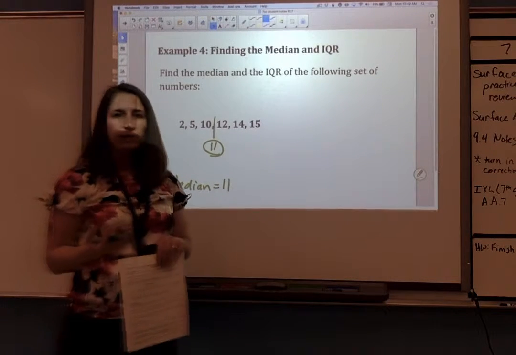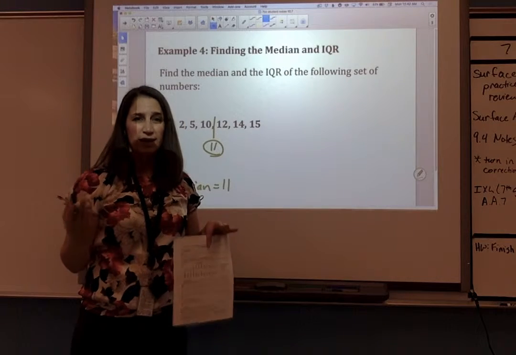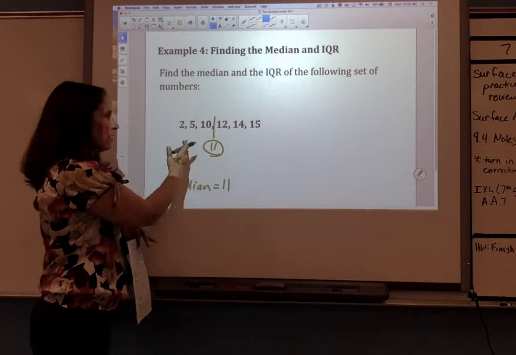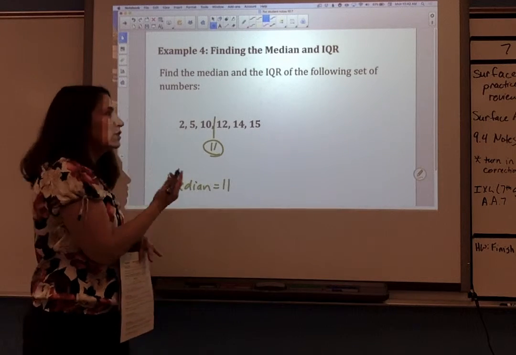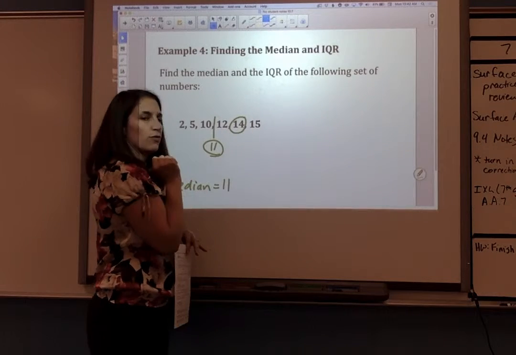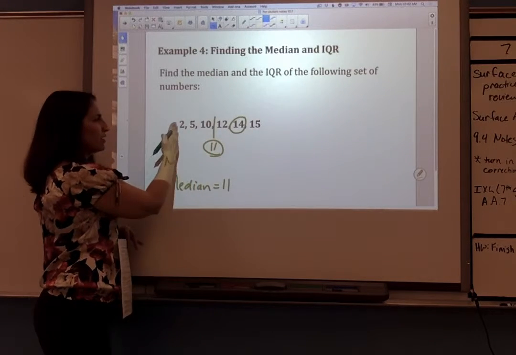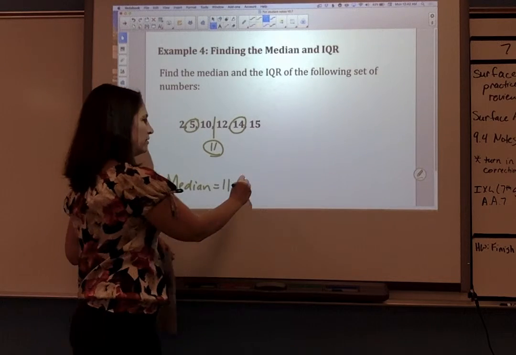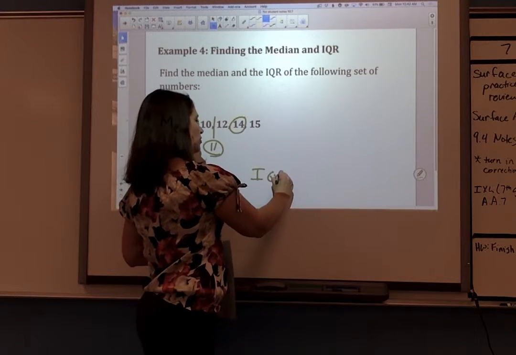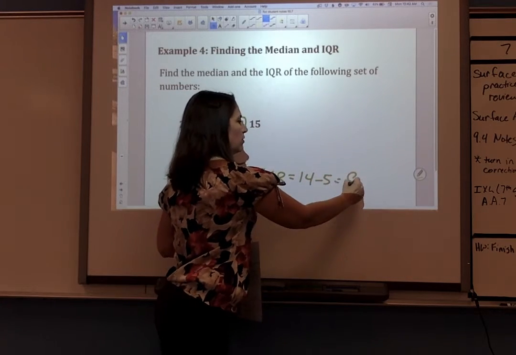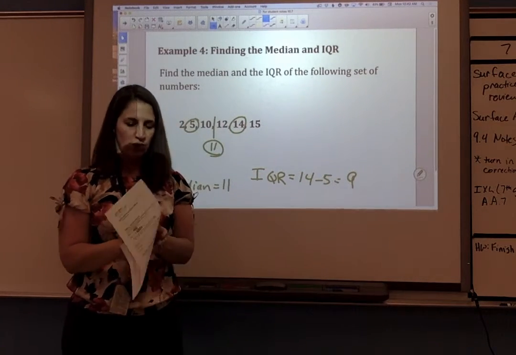Then for our interquartile range, we need to find the middle of the upper half of data and the middle of the lower half of data. As we're looking at the upper half, we only have 3 values. Here the middle is 14. And in the bottom half, the middle or median of this set of data is 5. So the interquartile range will be 14 minus 5 or 9. And that's the interquartile range.